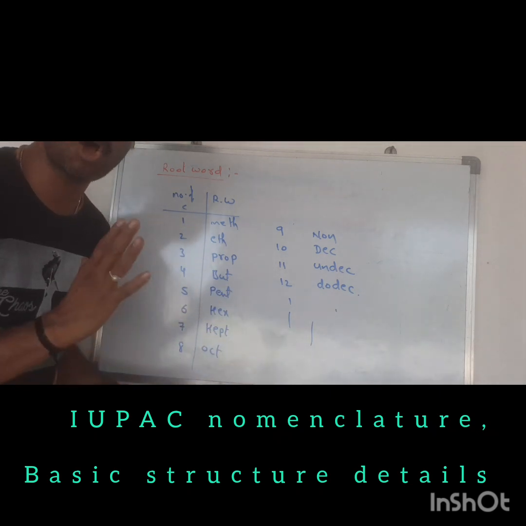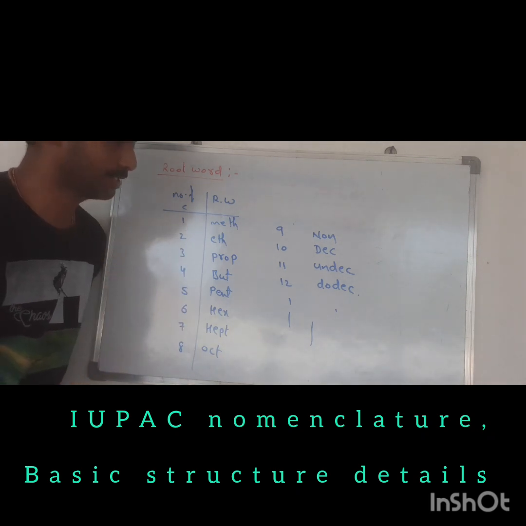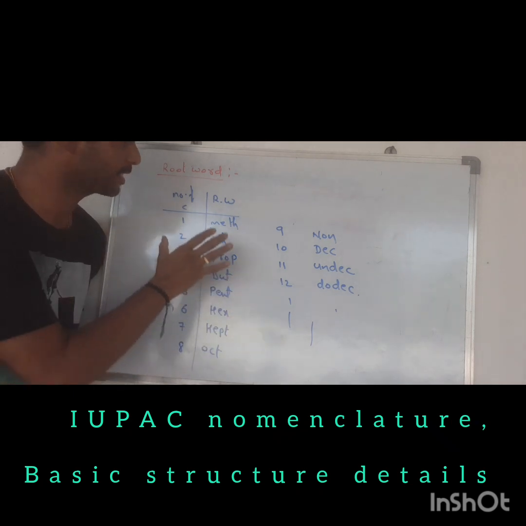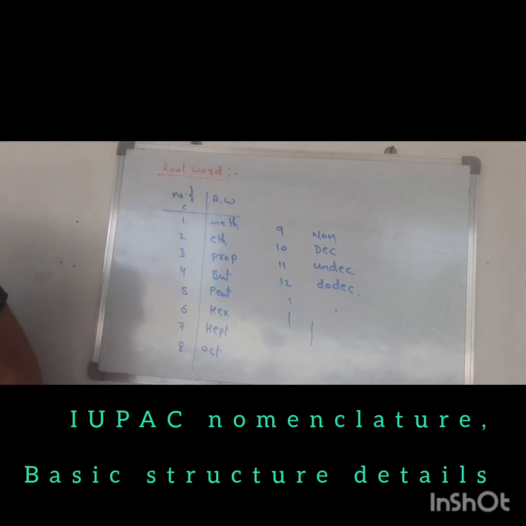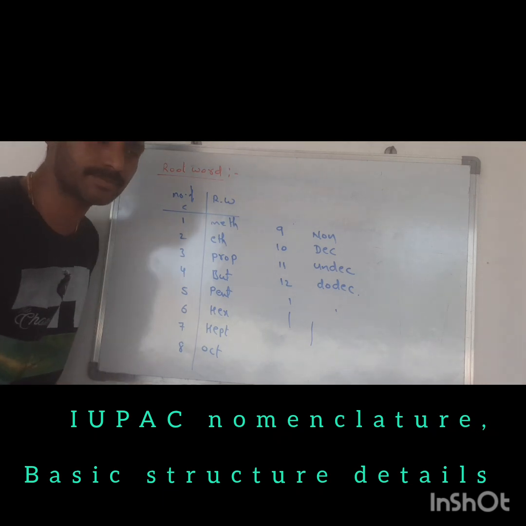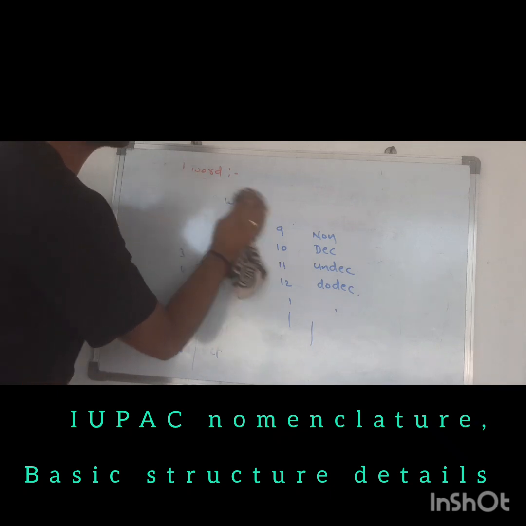It tells how many carbons are present in the main carbon chain. In an organic compound it is compulsory that its name contains the root word part. Next, what is the other compulsory part? The primary suffix is the compulsory part. So what is the primary suffix? We see now.